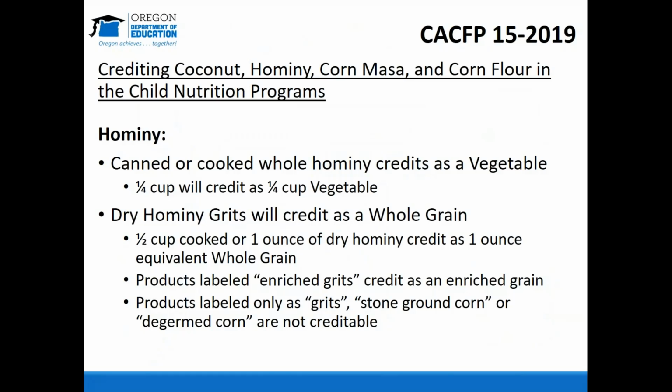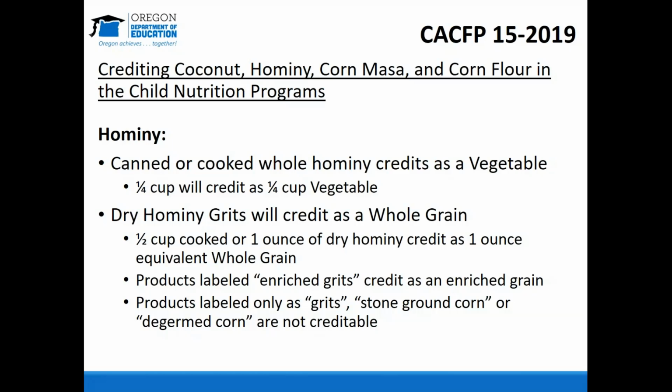Next, let's go to hominy. Hominy is a corn kernel that is nixtamalized. This means that the product was soaked in a lime or lye solution, which releases some of the nutrients that are in the corn kernel. The canned hominy is often made of whole corn, and they are often puffed up and twice the size of a normal corn kernel. Canned and cooked whole hominy will credit as a vegetable by volume. A quarter cup of canned or cooked whole hominy will credit as a quarter cup of vegetable.